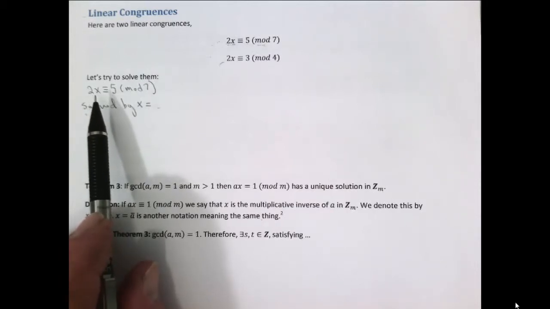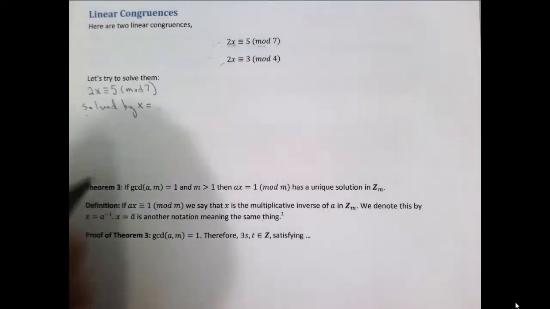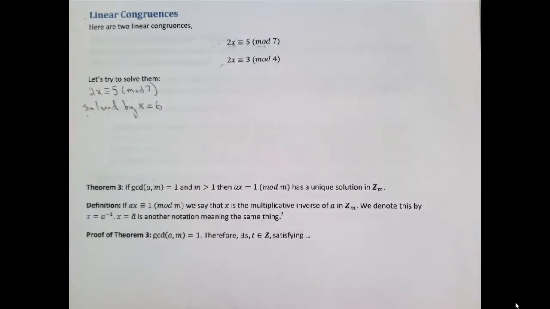If x is equal to 0, we don't get a solution. 1 doesn't work. 2 times 2 is 4, which is not congruent to 5 modulo 7. 3 times 2 is 6, which is congruent to 6 modulo 7. That doesn't work. 4 times 2 is 8, which is congruent to 1 modulo 7. 5 times 2 is 10, which is congruent to 3. And 6 times 2 is 12. And sure enough, 12 is indeed congruent to 5 modulo 7. So this is solved by x is equal to 6, and of course anything that is congruent to 6 modulo 7. And that is a solution that we find simply by trial and error.